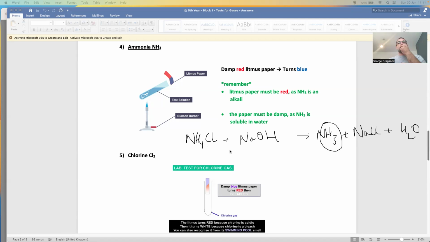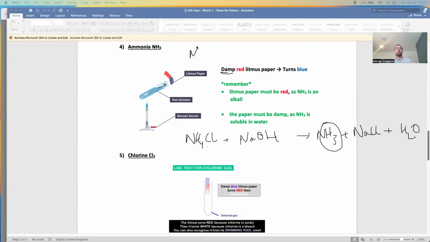So when you heat this solution up, so these are both aq, when the ammonia gas gets released, you take some damp red litmus. It must be damp and it must be red, because then it will turn blue, because ammonia is a base. It's an alkaline gas as well. It's soluble in water, so it's also an alkaline. You need the dampness in order for the NH3 to actually react with the water to express its hydroxide ions, if you like.